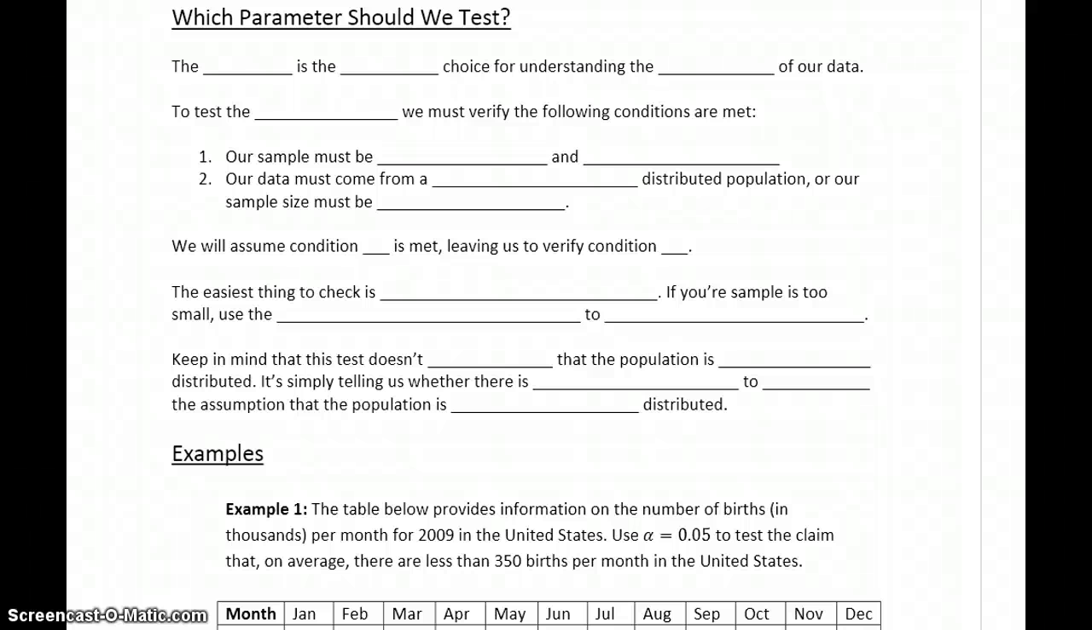So we can either test claims about means or medians, but we need to focus on which parameter we should be testing, which is going to be the appropriate approach to bring us to the correct solution. So again, keep in mind the mean is the best choice for understanding the center of our data.